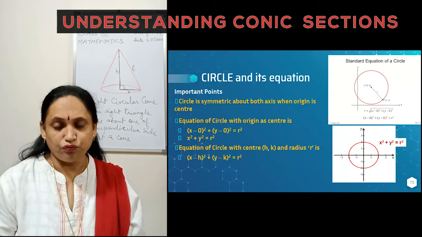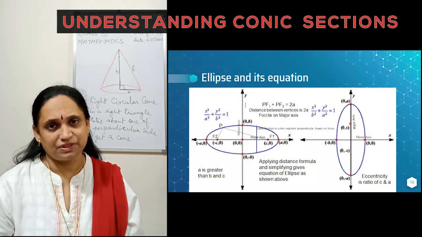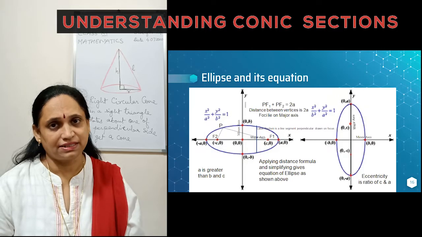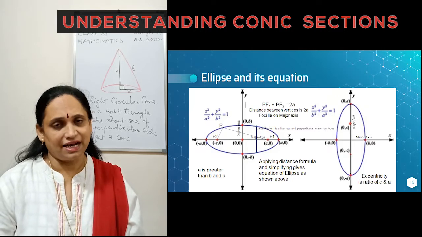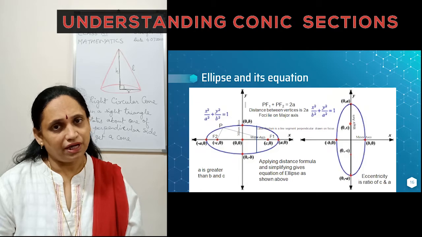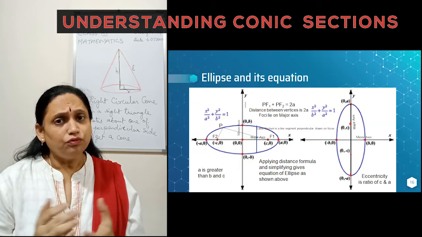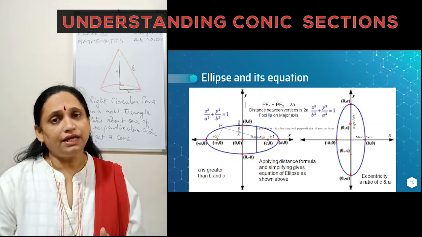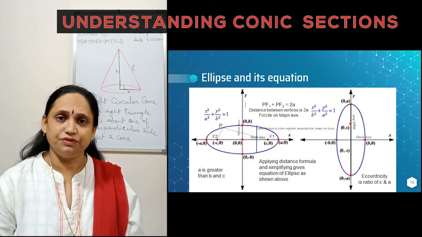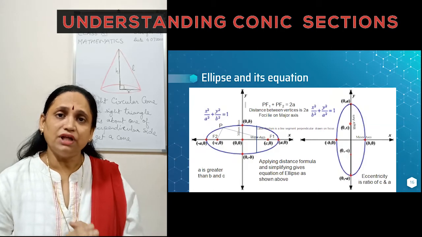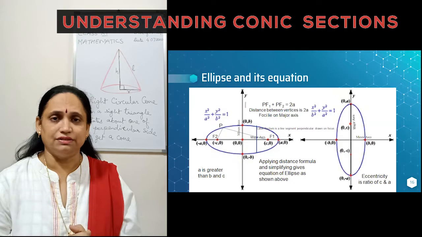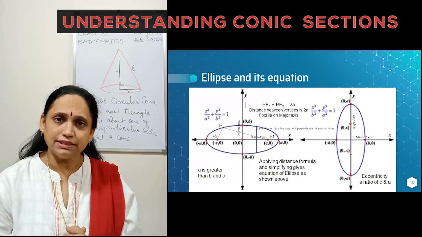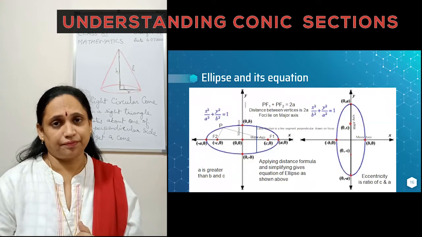Let us now move to the next figure, that is the ellipse. It's a very important figure and has many parts. So let us first understand the parts of the ellipse. Again, we place the ellipse on the Cartesian coordinate system, taking the origin as the center of the ellipse. You know that an ellipse is an elongated circle. So one of the axes would be longer and the other would be shorter.